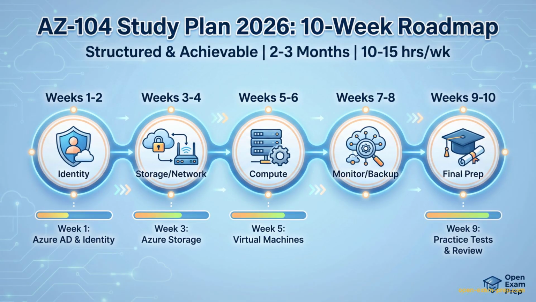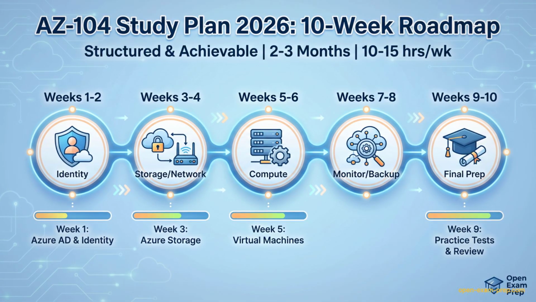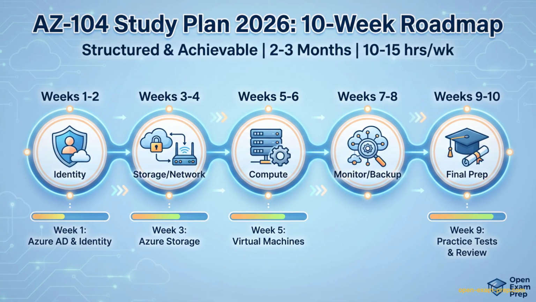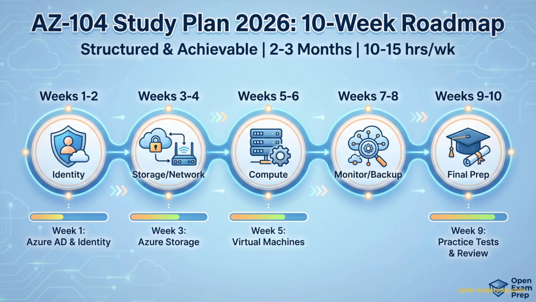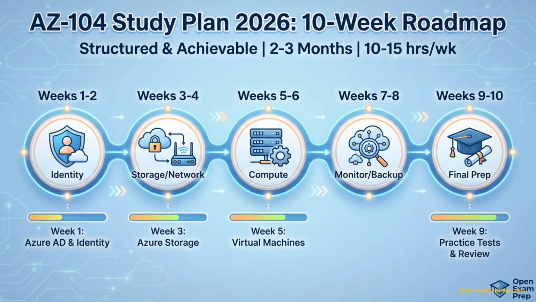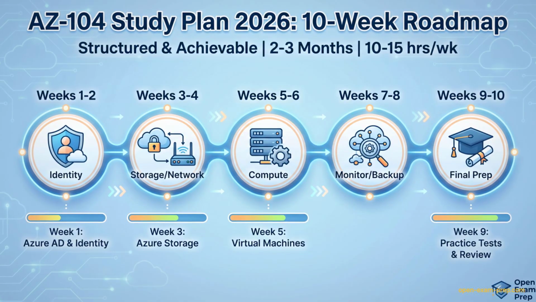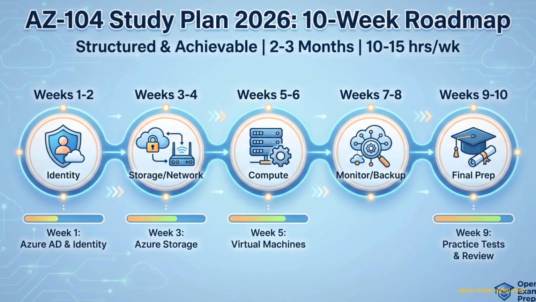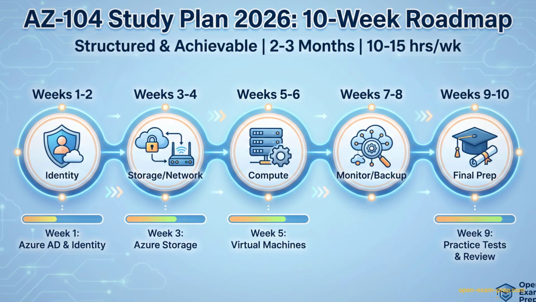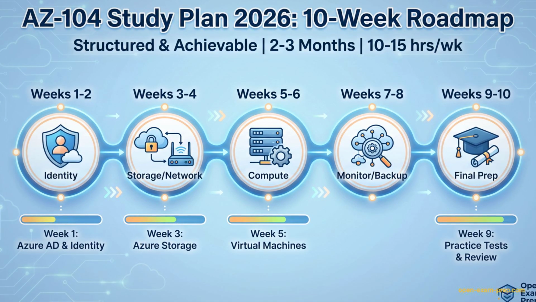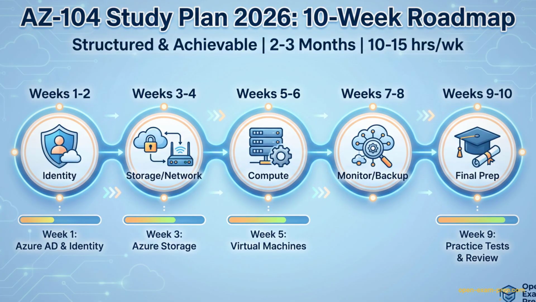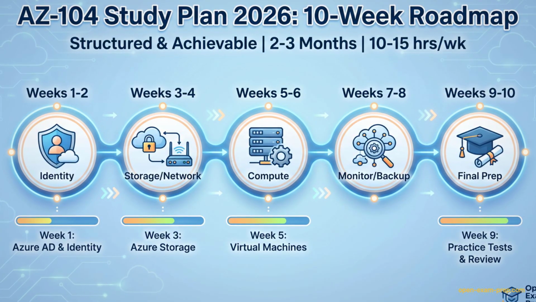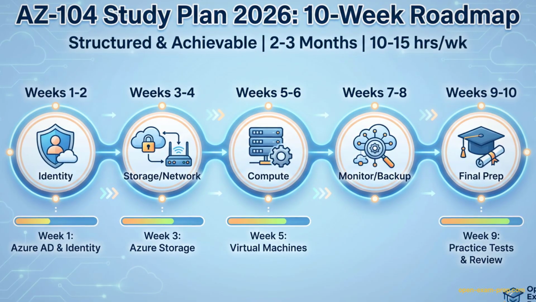Feeling overwhelmed? Don't be. Our guide provides a structured 10-week study plan. It starts with fundamentals like Azure AD and Governance in weeks 1 and 2. Then you'll move to storage and networking, followed by compute resources. The later weeks cover advanced topics, monitoring, and final prep with practice exams. Microsoft recommends 10 to 15 hours of study per week for 2 to 3 months. This plan organizes that time efficiently, ensuring you cover every domain with dedicated hands-on lab time built in.